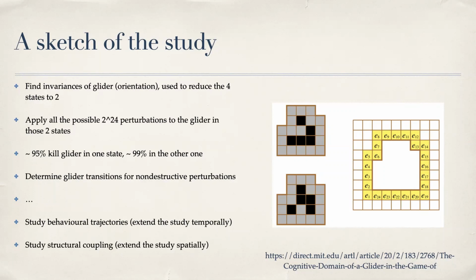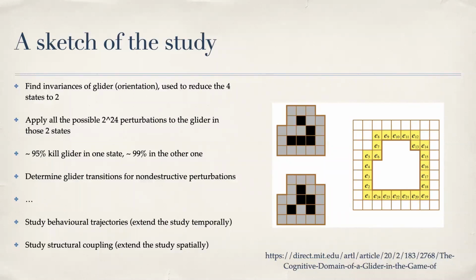So we determine that the glider is essentially just 2 states because it's invariant to rotations. Look at all of the perturbations. And then we see that in one state, it dies 95% of the times, and in the other state 99% of the times, point something. Then we only consider the perturbations under which it doesn't die, and we call that the cognitive domain of this glider.